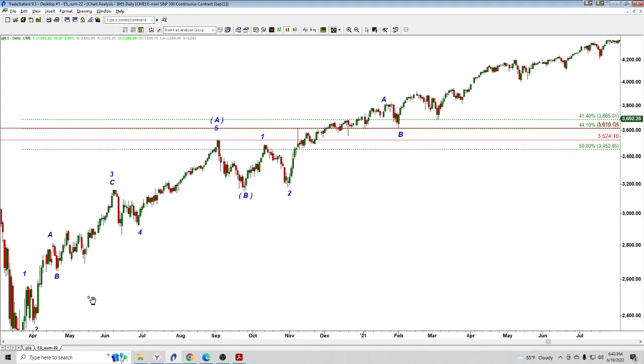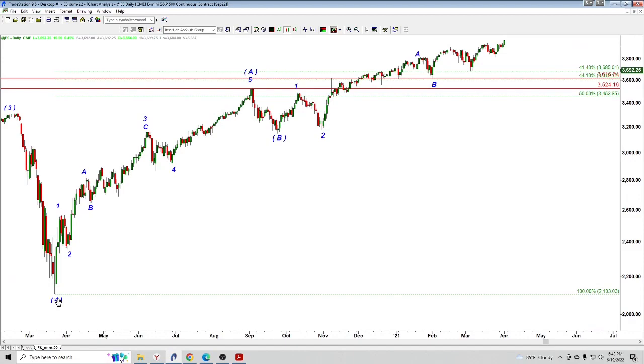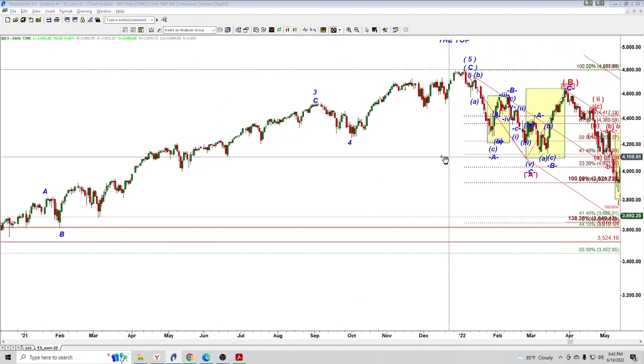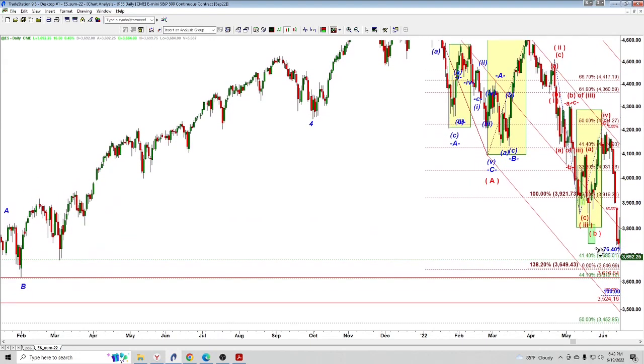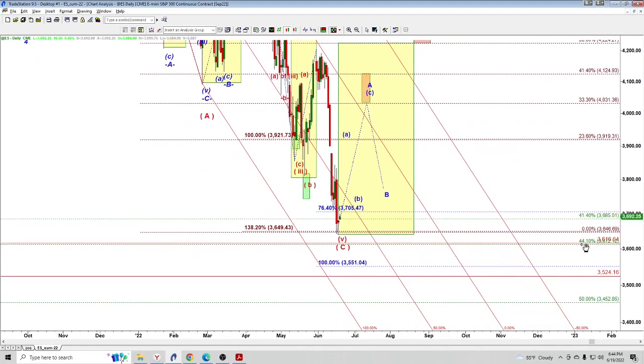So if you measure the whole move up, the whole rally off the low made in March 2020, up to the top in January 2022, and you add my two favorite retracements, 41.4 and 44.1, and you can also add 50%, you can see that 41.4 was 36.85. This is exactly where ES is getting support. Look at the second, my favorite fib, 44.1, 36.12.